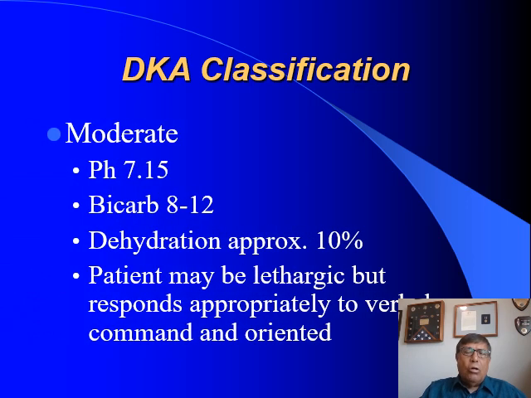The moderate category: pH is 7.15. Again, I'm discussing the venous pH. Bicarb is 8 to 12. Dehydration is about 10%, and the patient may be lethargic but responding appropriately to verbal commands and also oriented.